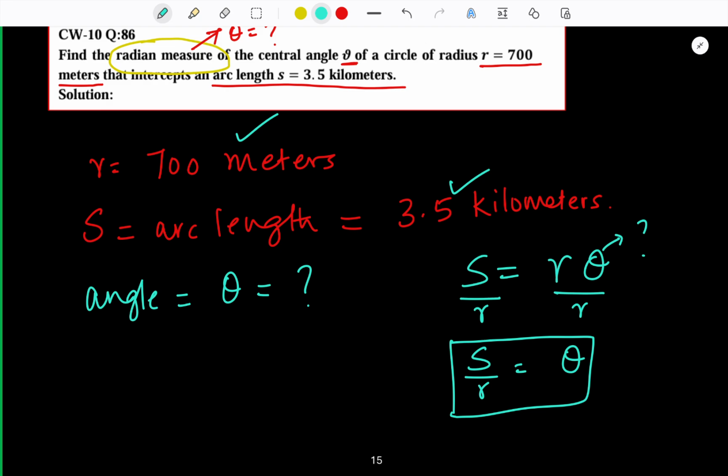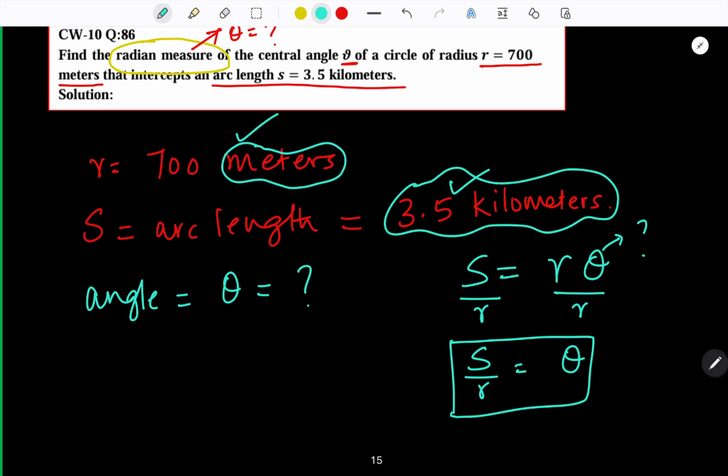Before that, just see, this is given in meters, this is given in kilometers. Which one is the big one? Of course we know, we're driving a car, so kilometers is the big one compared to meters. So I'm going to convert this meters into kilometers. Both must be in the same units. That's very important. So 700 meters I'm going to convert into kilometers. How? 700 divided by 1000, you know, right? So this is equal to 0.7 km.